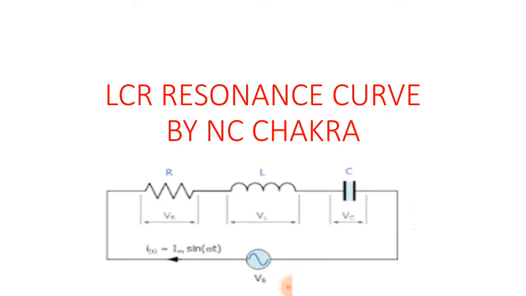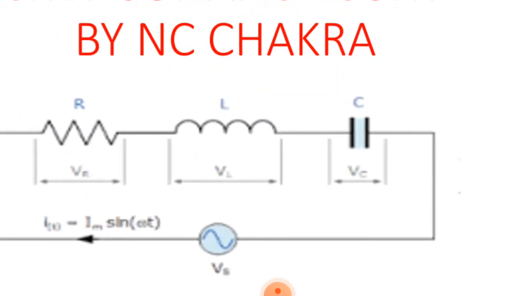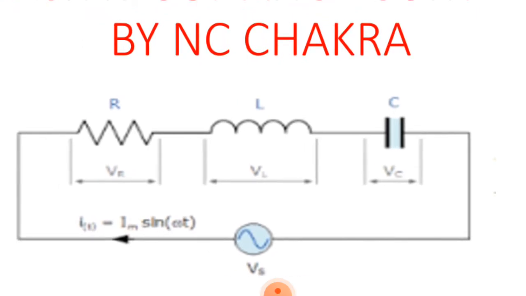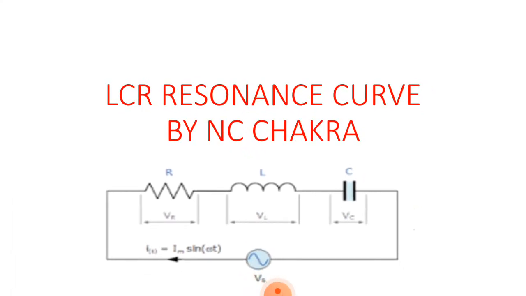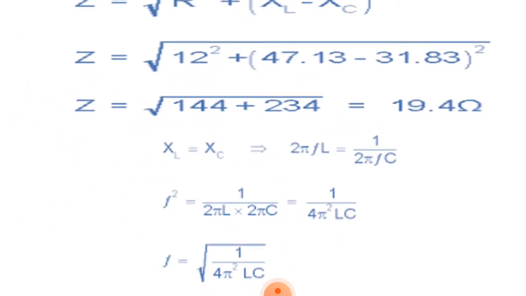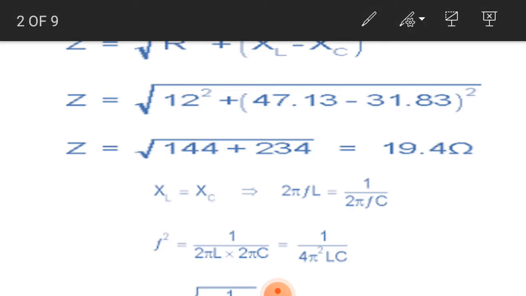Previously, we discussed the series LCR circuit. In the series LCR circuit, we took a resistor, inductor, and capacitor and joined them to a potential V equal to V naught sin omega t, and we got the value of Z, that is the square root of R square plus (XC minus XL) whole square. We also got the value of tan phi, which is equal to (XC minus XL) by R.